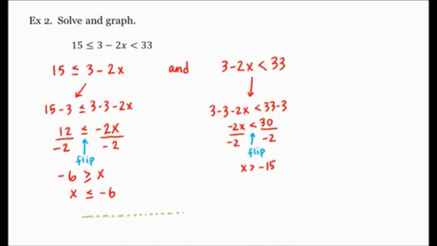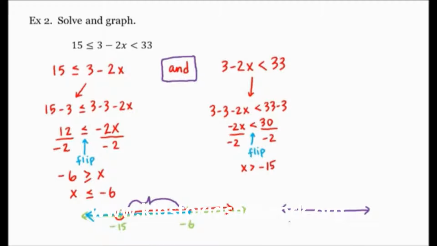Now let's graph this. Here is -15, and here is -6. So less than or equal to -6, x can equal -6, and then we go to the left. Greater than negative 15. So we put an open circle here. We go to the right. Now, because these inequalities are joined by the word and here, our solution is all x values that make both of them true, which would be this intersection here. In other words, our answer would be the following. So here's negative 15, here's negative 6, closed at negative 6, open at negative 15, and everything in between.